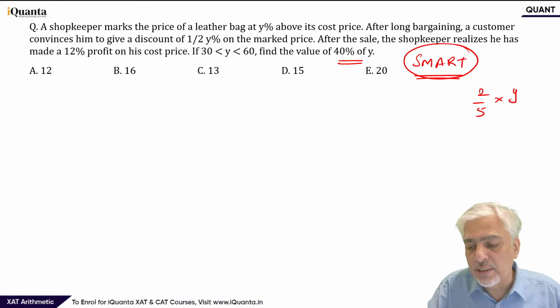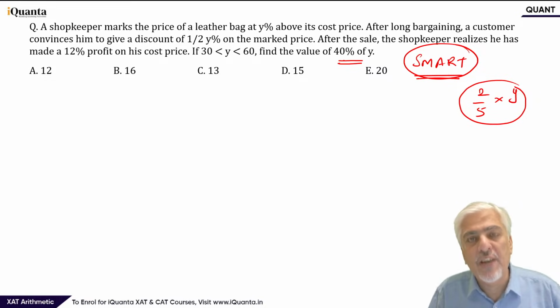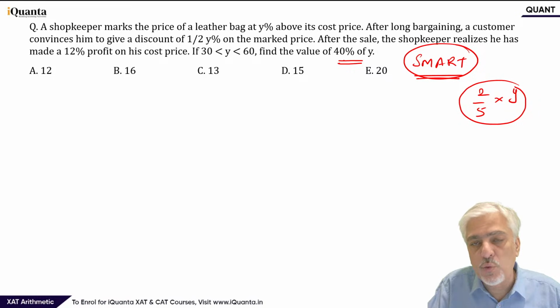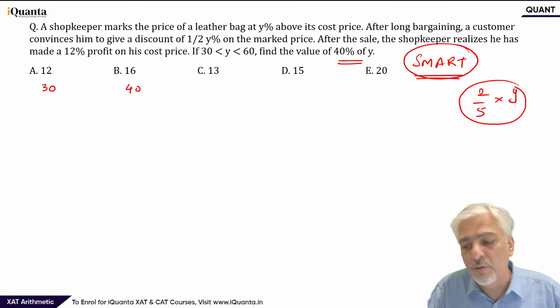So if my option is 2 by 5y, what is y? 5 by 2. So what I would have done was quickly made 5 by 2 of everything. 5 by 2 into 12 will become 30. 5 by 2 of this will become 40. 5 by 2 of this will become a decimal.